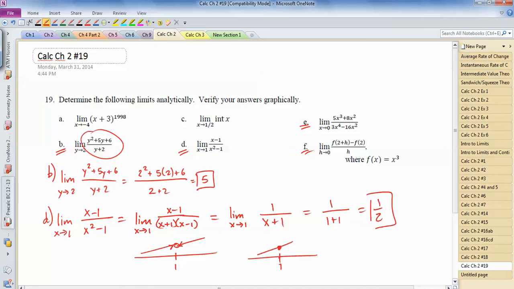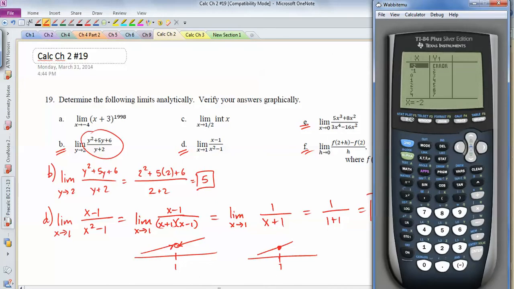And if I had to verify that graphically, well, let me go back to y equals here and turn off this one. And I've entered it in as y2, and if I graph that guy, well, notice right around x equals 1, the y value sure looks like it's between 0 and 1 to me.